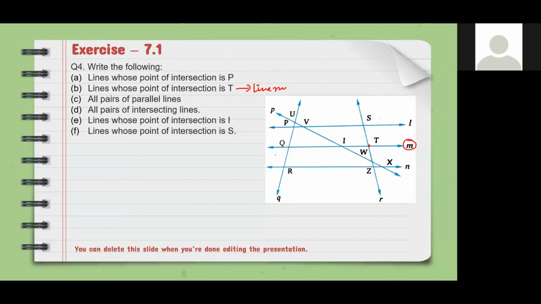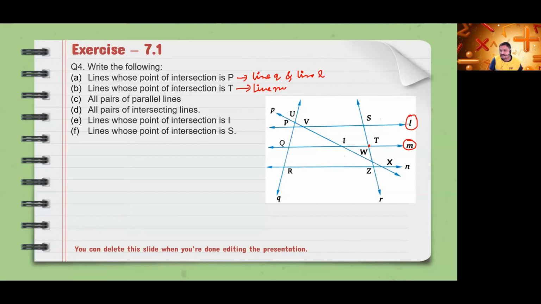Sir, line M and line P. And for previous also, see, we can say that it was line Q and line L. Okay. So for previous one, the answer was line Q and line L. And for this one, line M and which is the other line? P, sir. Yes, sir. See, this is line R is the other one, not P.